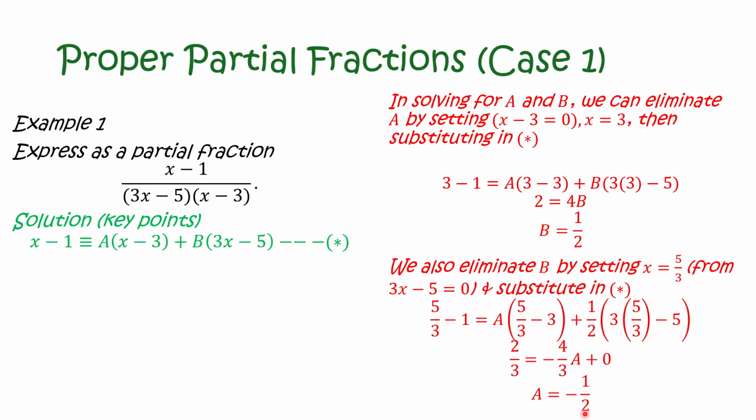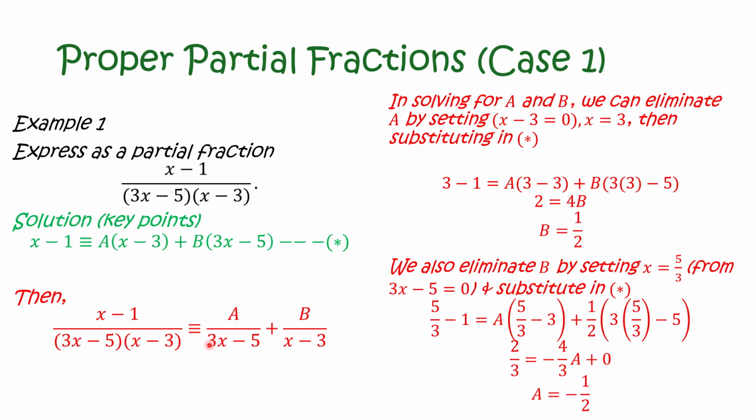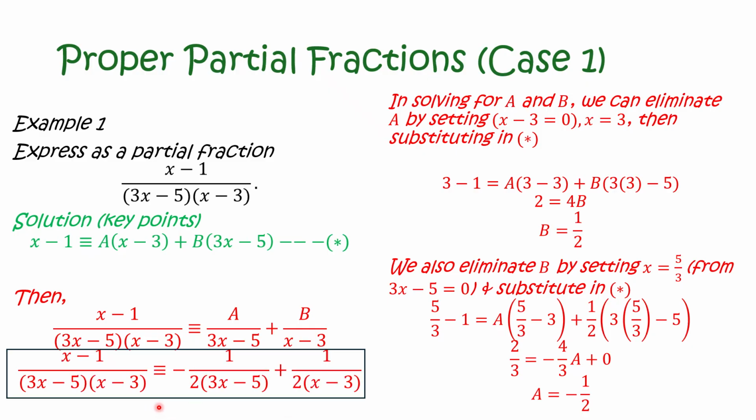Then we are saying we are going to have x minus 1 all over 3x minus 5 times x minus 3, which was the question, being equivalent to a over 3x minus 5 plus b over x minus 3, and we have the values of a as well as b. Substituting for these values, we are going to get that expression there.